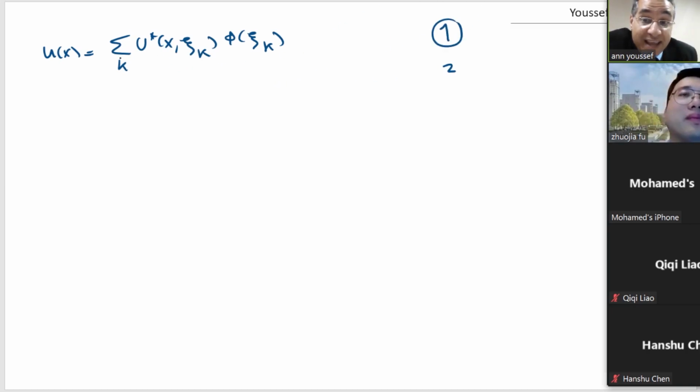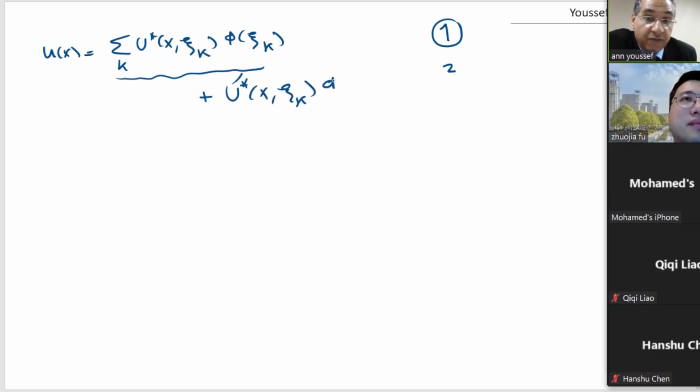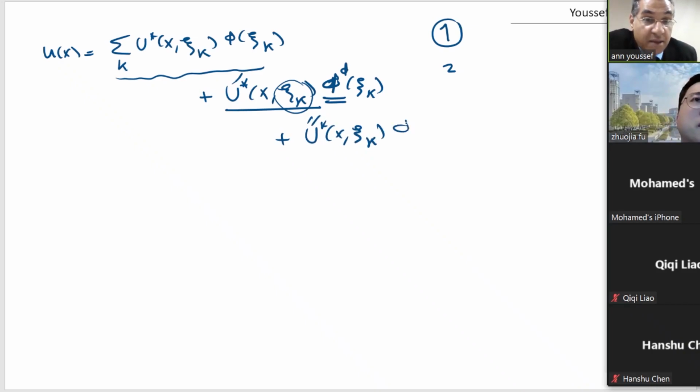First of all, this is the first term in an infinite series. For example, what you need to add to this term is u asterisk dash of x and xi k times phi d of xi k. This is the intensity for the dipole. If instead of using sources you have intensity, the derivative of the fundamental solution with respect to the source point times the intensity of the dipole, plus u asterisk double dash of x and xi k times the phi q of xi k. This is the intensity of quadrupoles, and so on until infinity.